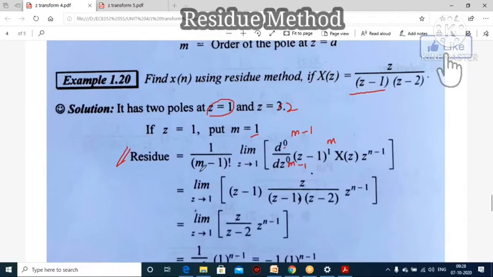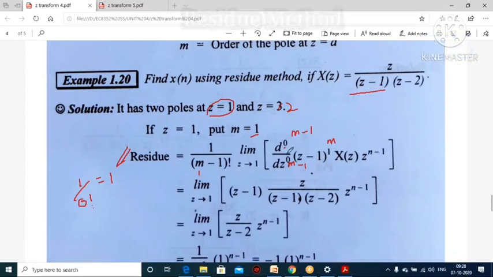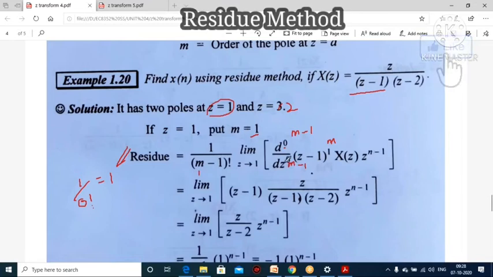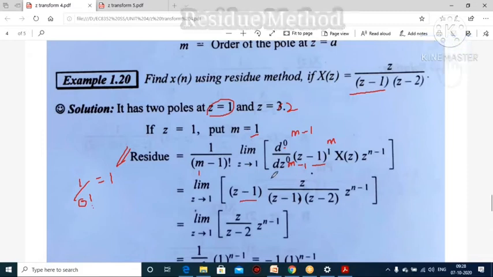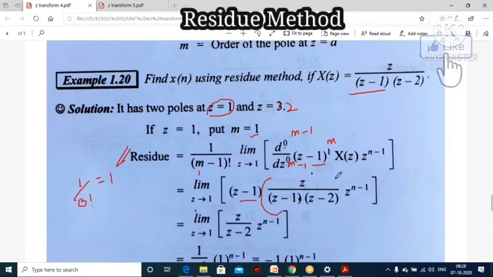Here also m equals 1, so I substitute 1 minus 1, it became 0. 1 by 0 factorial, you got it. 1 by 0 factorial is nothing but 1, so I omit this term. Okay. So 1 into limit z tends to 1. Anything with order of power 0 has value 1 only. So you get only (z minus 1) that pole into X(z). So this part is represented as X(z). X(z) is your question.